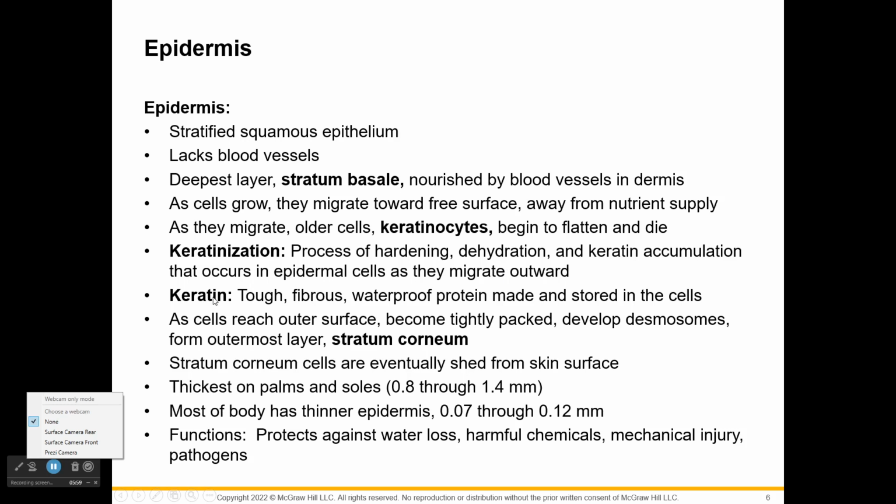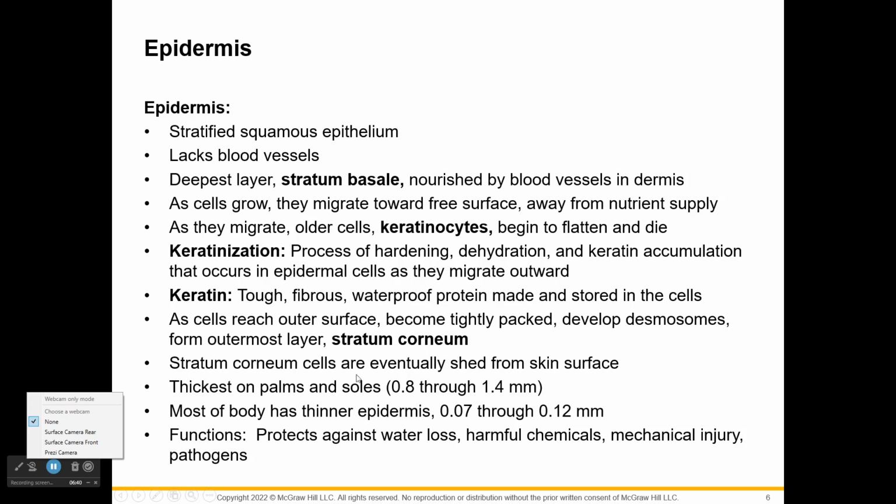Now, keratin is a waterproofing tough protein that's stored in the cells, and so as they migrate up, as they're pushed away from stratum basale, they start to fill with this keratin and die. So partly they're dying because they're filling up with keratin, but also because they are further from that blood supply, that nutrient supply. Now the outermost, the top surface, so we're skipping all the other layers. From the top surface, they're tightly packed. They have some desmosomes sticking them together, and that's called stratum corneum. And sometimes they say they've been cornified because they have all this keratin in them.